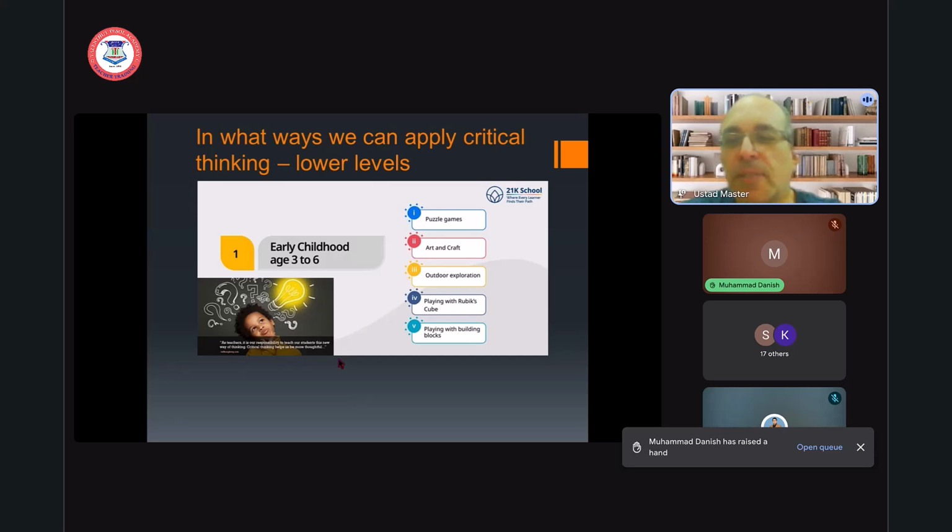And outdoor exploration, when you take the students outside, it can be a park, it can be a museum, it can be a zoo, and then you can ask the two important questions: why do they have that, and how do they do that? You can ask questions about the plants, you can ask questions about the animals.